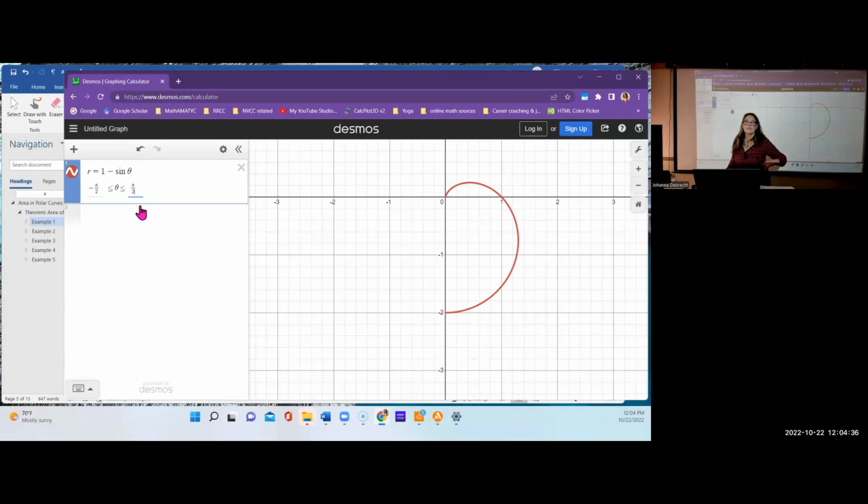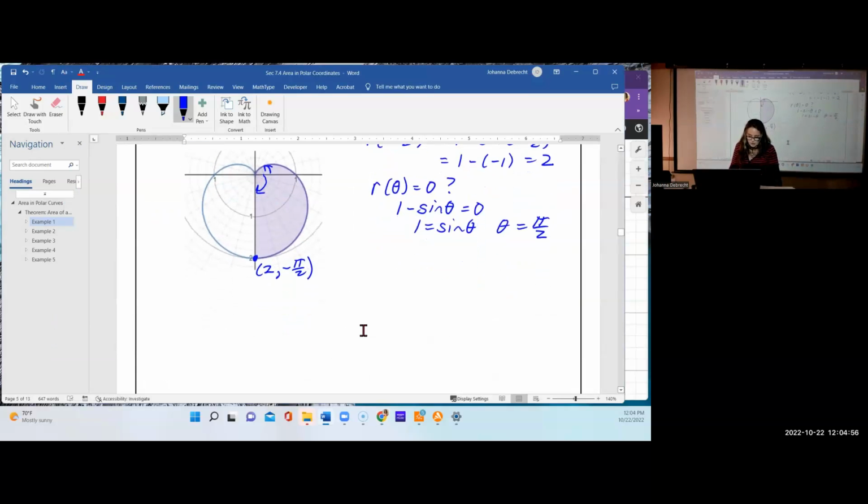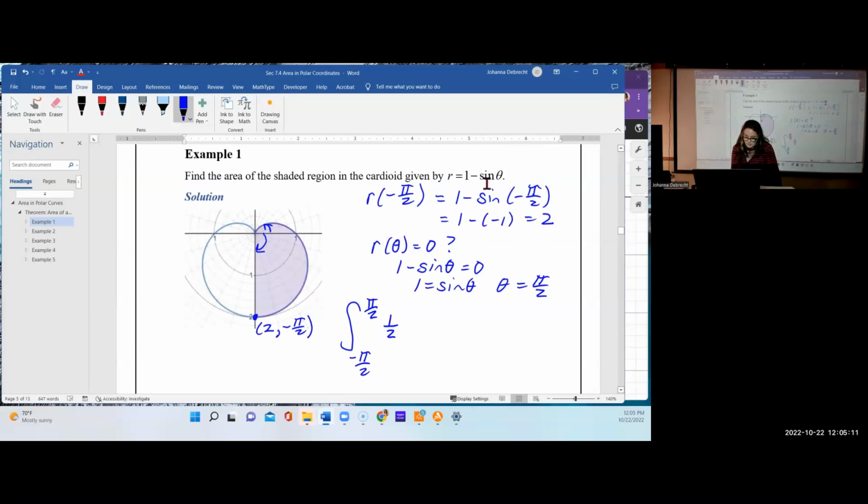Notice that negative pi over 2 is less than pi over 2, and it graphs in one continuous sweep from one to the next. It's very important that when you choose the limits of integration, they form one continuous sweep in a counterclockwise motion, right? So now we're going to come over here and we set up our integral. Our integral is going to go from negative pi over 2 to pi over 2, and our formula is 1/2 r squared d theta. So r is 1 minus sine theta, and we're going to square it, d theta.